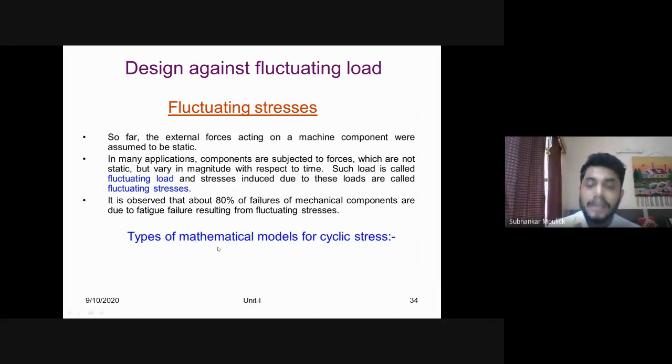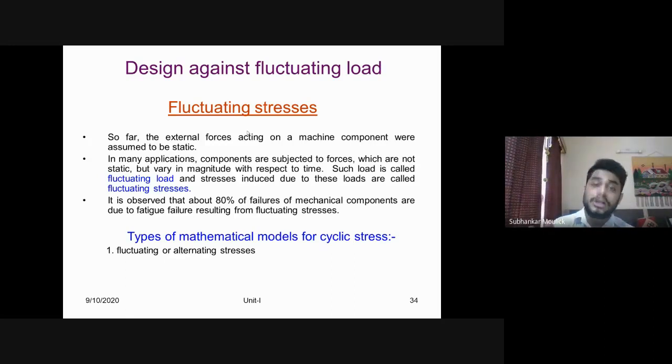So there are typically three mathematical models for these kinds of cyclic stresses. The first one we call fluctuating or alternating stress. Another name for fluctuating stress is alternating stress, which will alter about a mean value. Alternating or fluctuating stress is the type of stress that will alter above and below a mean value. The second type is repeated stress, and the third type is reversed stress.